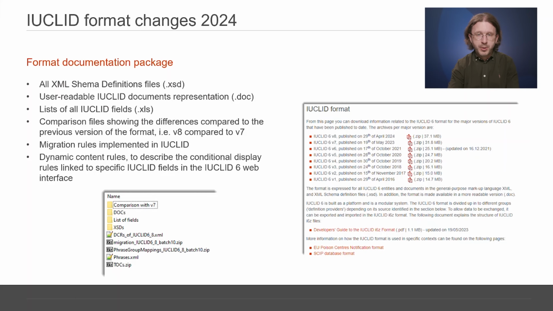I wanted also to point out a link on the website. You can find on the Euclid website the complete format documentation package, which is always composed of the same elements. You can find, for example, all the XML schema definition files. You can see also user-readable Euclid document representations. You have the list of all the Euclid fields in Excel format. And you can find also, for example, the migration rules that were implemented in Euclid to move from version 7 of the format to version 8.